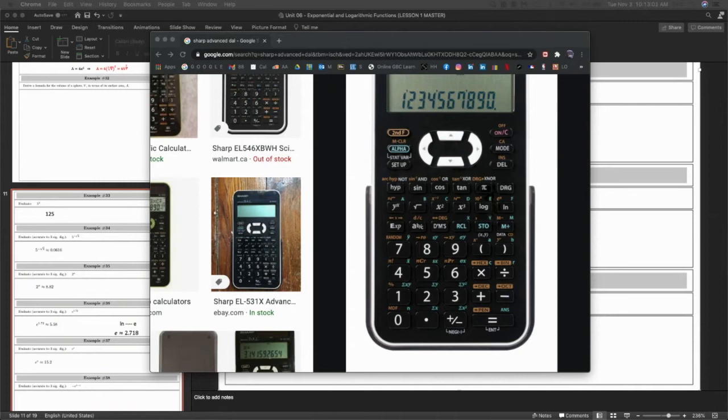Yeah, the Sharp calculator doesn't have two different E buttons, but the Casio does. Yeah, unfortunately.